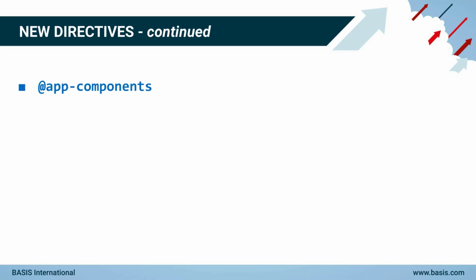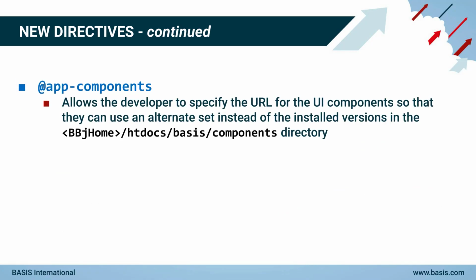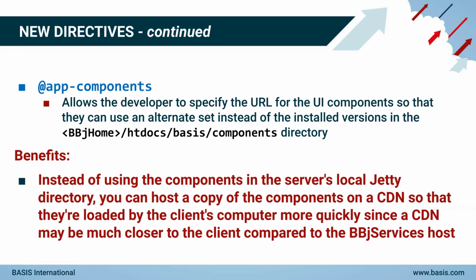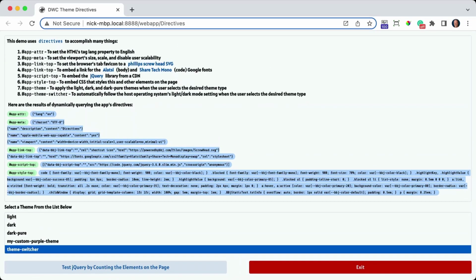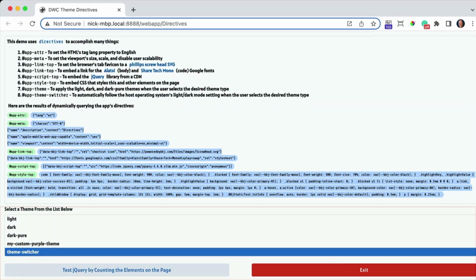Lastly, the Add App Components directive lets us specify an alternate location for the DWC's component files. That makes it possible to host them on a CDN to ensure that they're delivered to the client quickly, regardless of how close the client is to the BBJ services machine. Now that we have a better feel for the new directives, let's revisit the directives demo and look at how it uses several of those new directives.